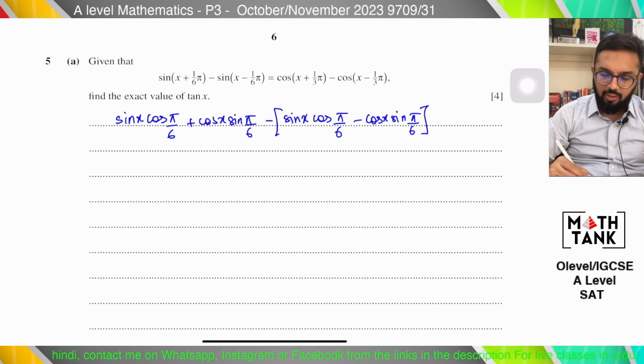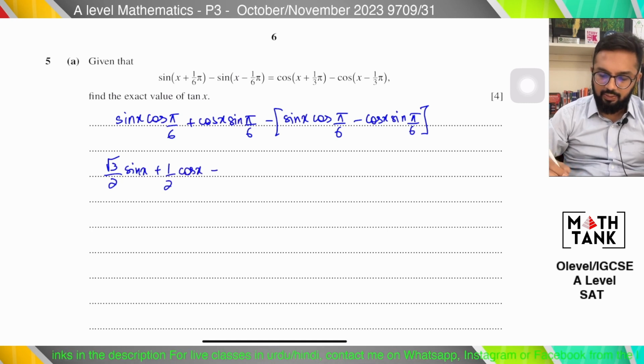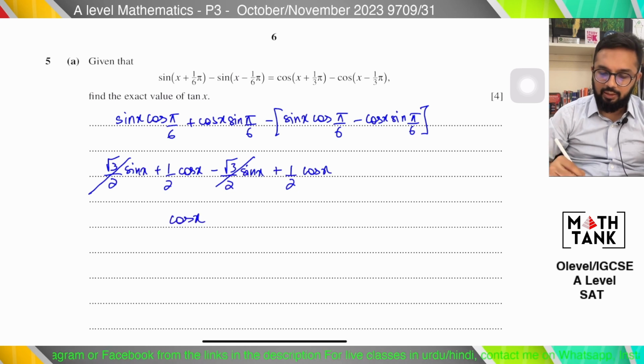Okay, so cos pi over 6 is root 3 over 2 sine x plus half cos x, minus root 3 over 2 sine x plus half cos x. So this cancels out and gives me cos x. So that's the left hand side.